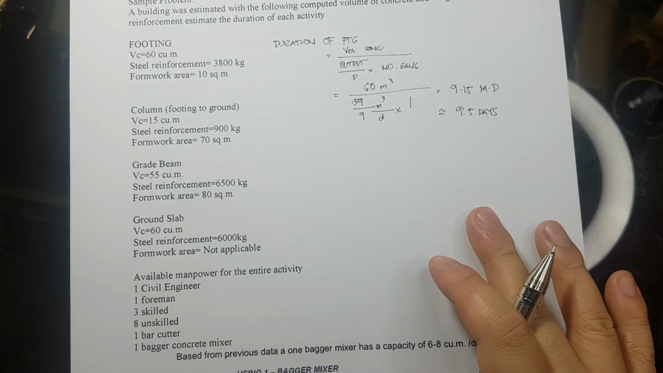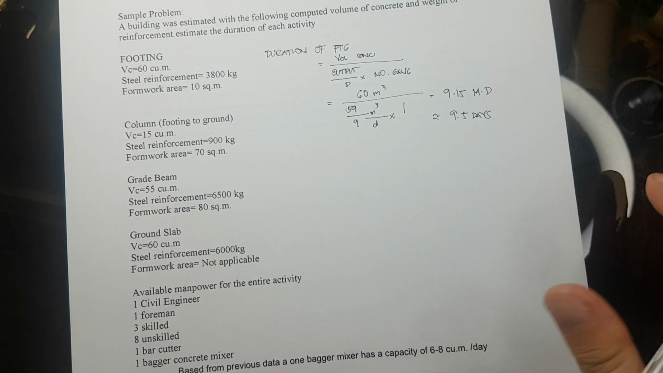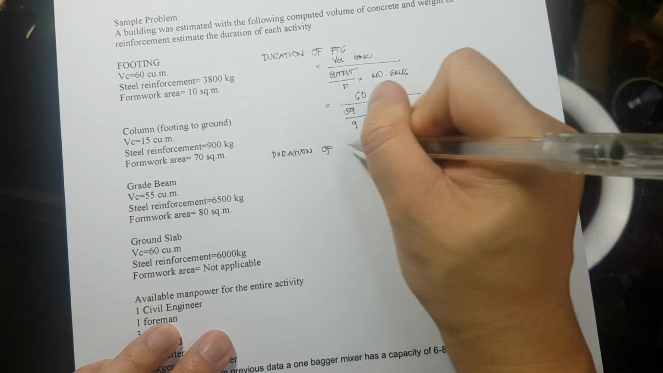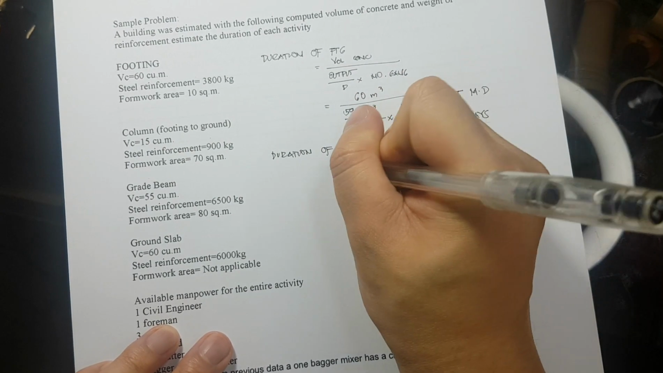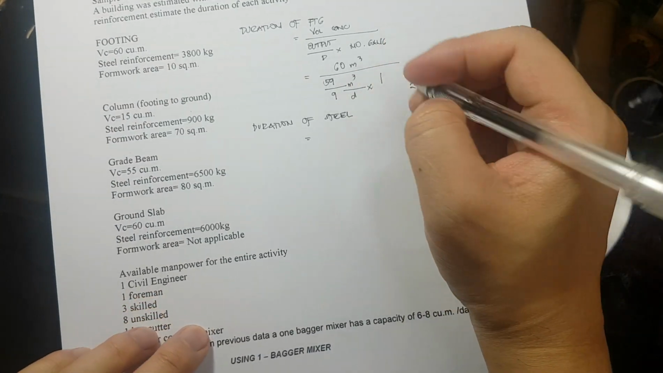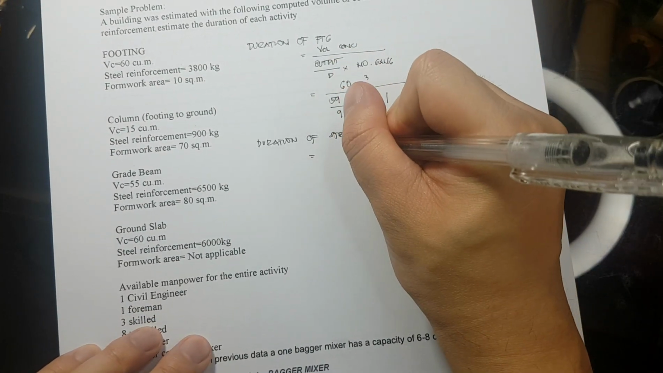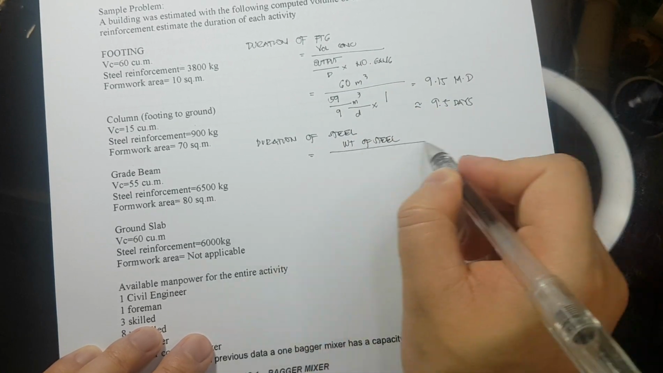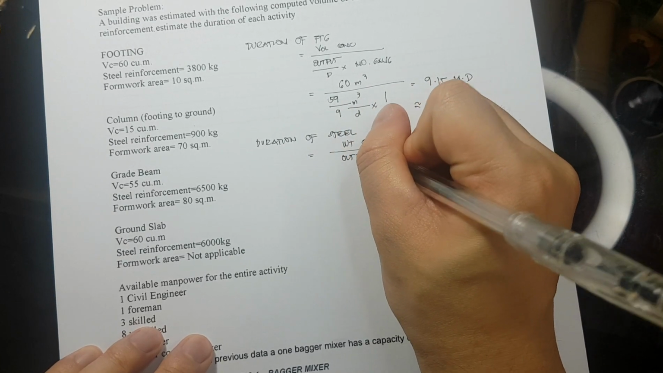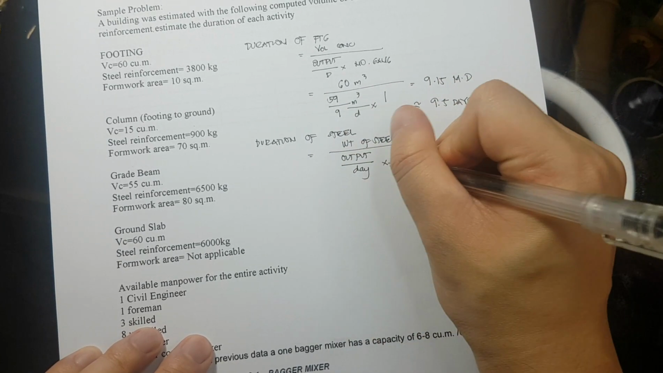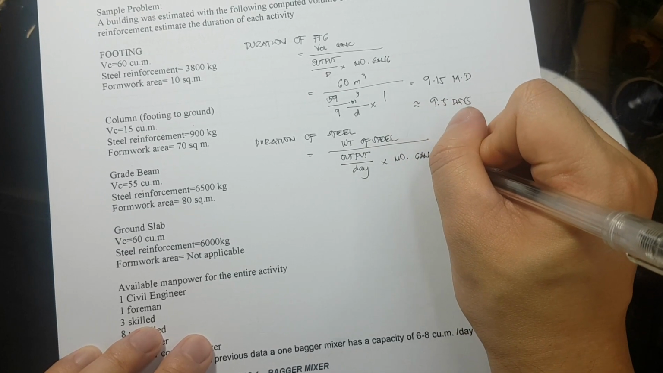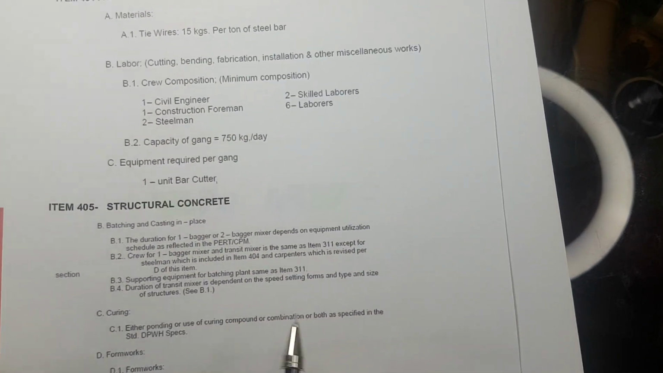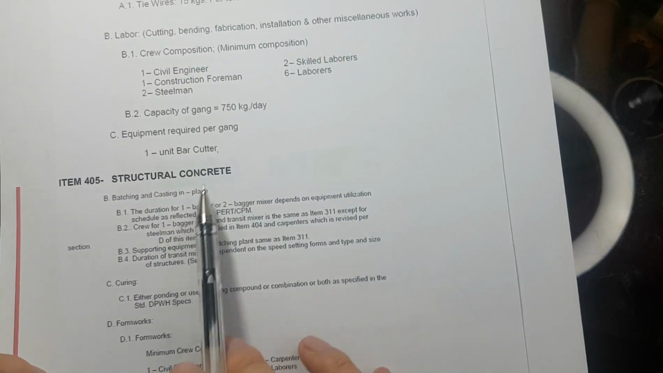Okay. Next, for the duration of the steel reinforcement, duration of steel, that is equivalent to the weight of steel divided by the output per day times the number of gang. Okay? So, ito yung ating productivity rate for steel.